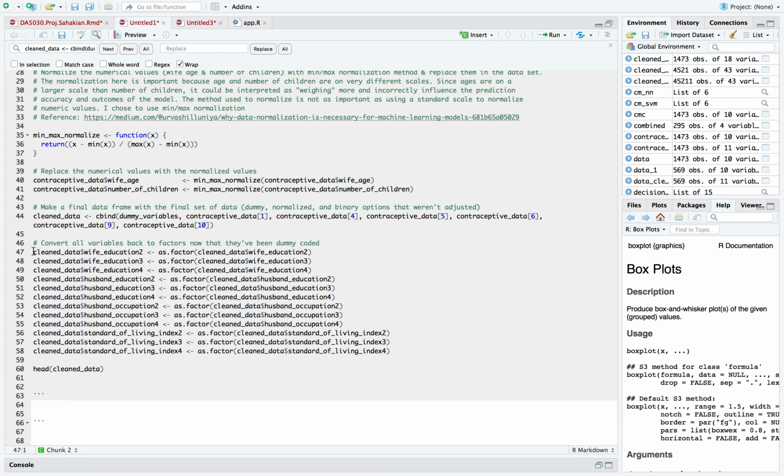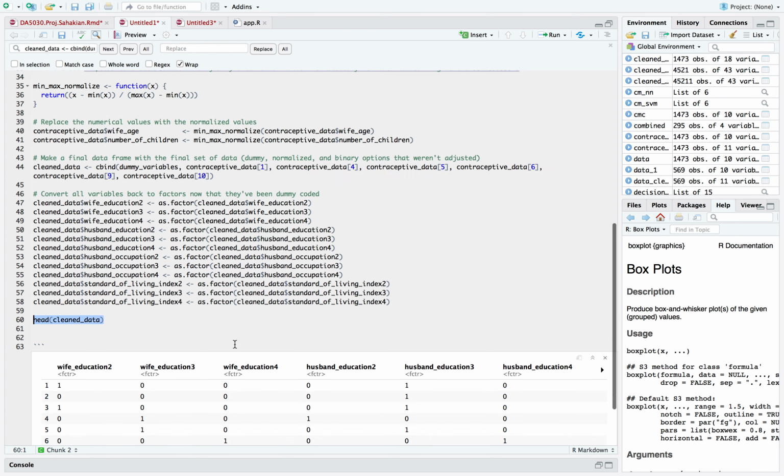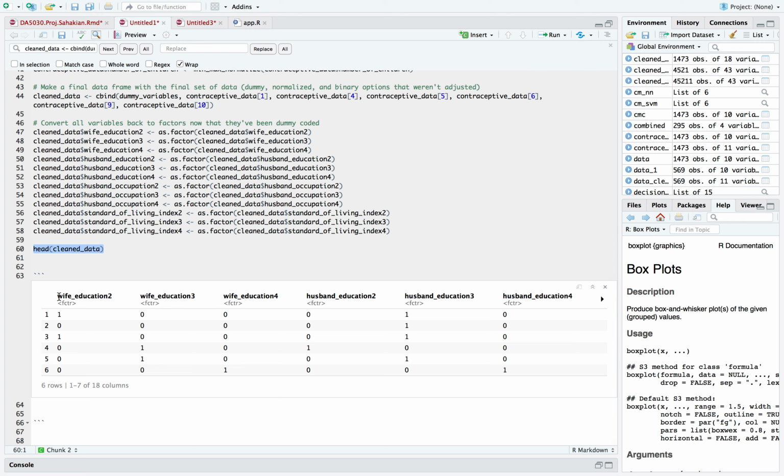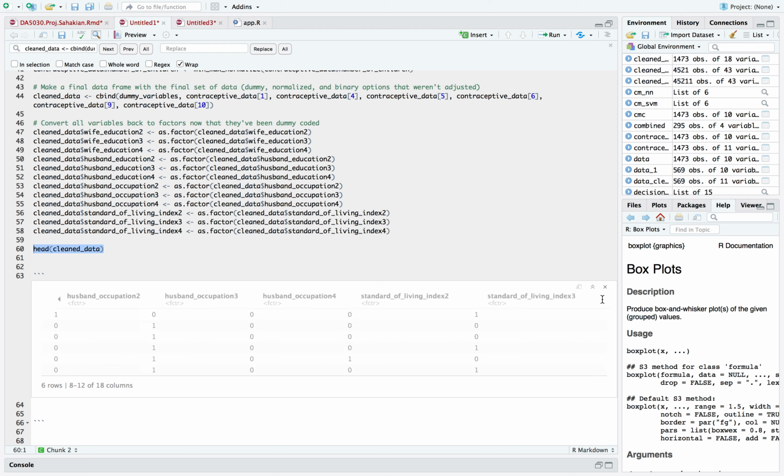And finally, I had to reconvert all of these to factors one more time. So that will do that for us. And then if we just look at our clean data here, we can see that we now have dummy coded columns for each of our categorical values. So wife education, like I mentioned before, husband education, etc.